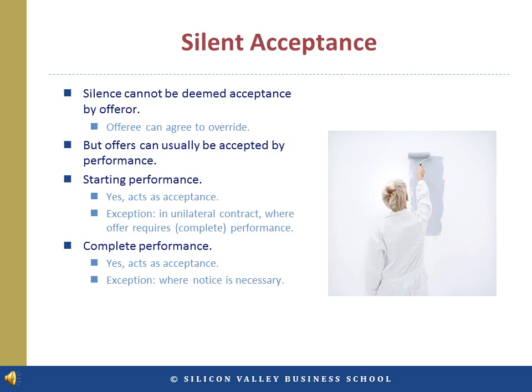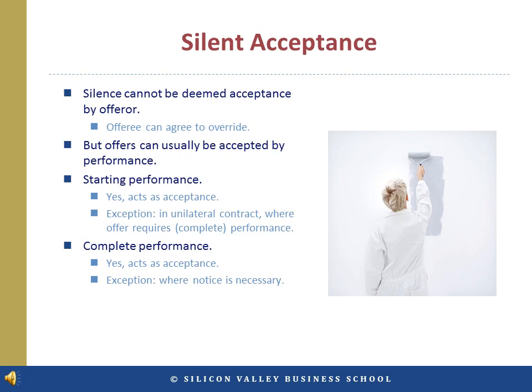Unilateral contracts form an exception. If the client's offer said that the acceptance was to be made through performance, then complete performance is necessary. Acceptance of a unilateral promise for an act contract demands complete performance of the act. Complete performance constitutes acceptance in a bilateral promise for a promise contract. The exception here is where notice of performance is necessary.